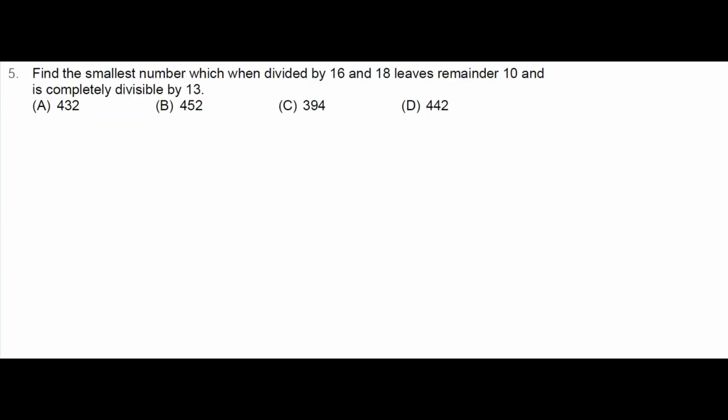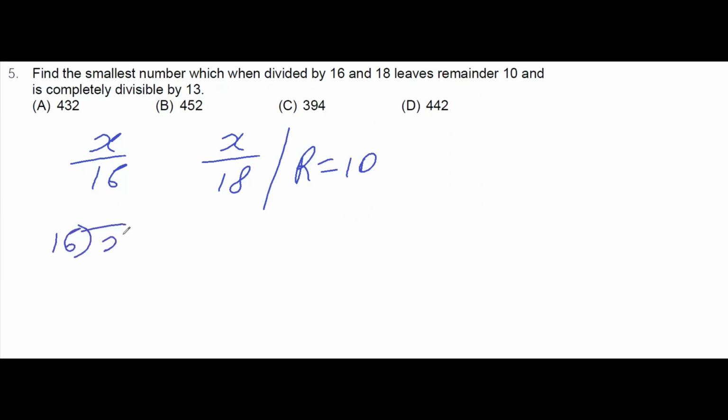Okay, find the smallest number which when divided by 16, 18 leaves remainder 10 and is completely divisible by 13. Similar sum we have done this earlier also. No problem, I will do this again. So x divided by 16 and the same number is again divided by 18. What is the remainder? In both cases remainder is 10 and it is completely divisible by 13. So as per the concept, what it says, like this. Okay, this will be my q1 and this will be my q2. Remainder will be 10. Here also remainder will be 10.